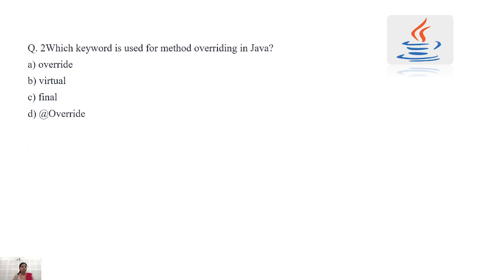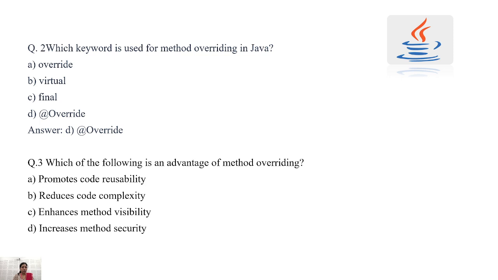Yes, great. The second question is, which keyword is used for method overriding in Java? We have seen it in the presentation and in the demo also. What will be that keyword? Yes, @Override. Third question, which of the following is the advantage of method overriding? Promotes code reusability, reduces code complexity, enhances method visibility, or increases method security. What will be the answer? Yes, it promotes code reusability.